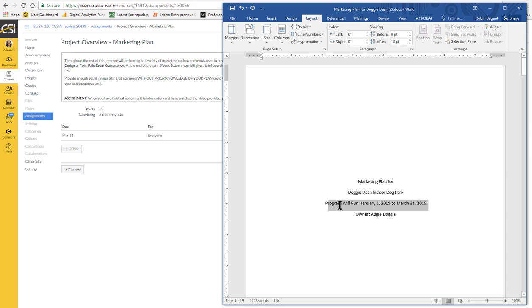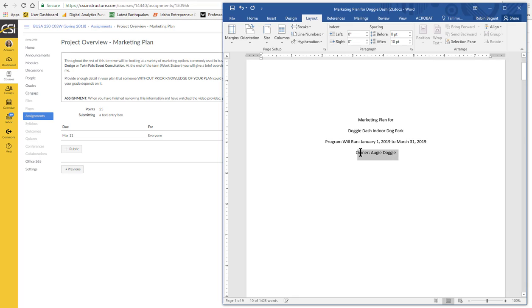Then you list the months that your program will run. The standard timeline is 3 months. And in our case, we're putting the owner of the business because it's a small business.